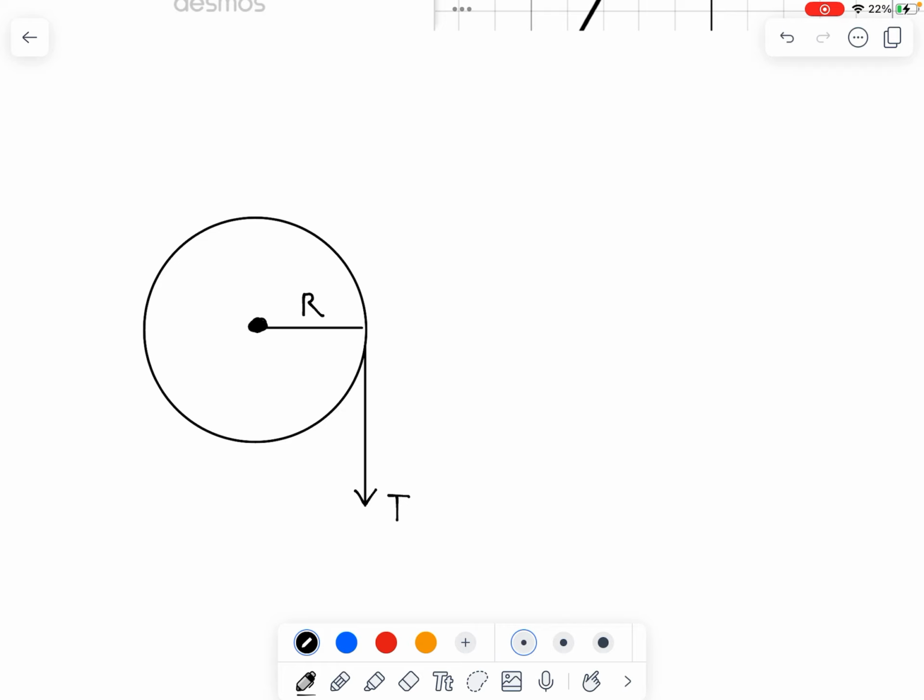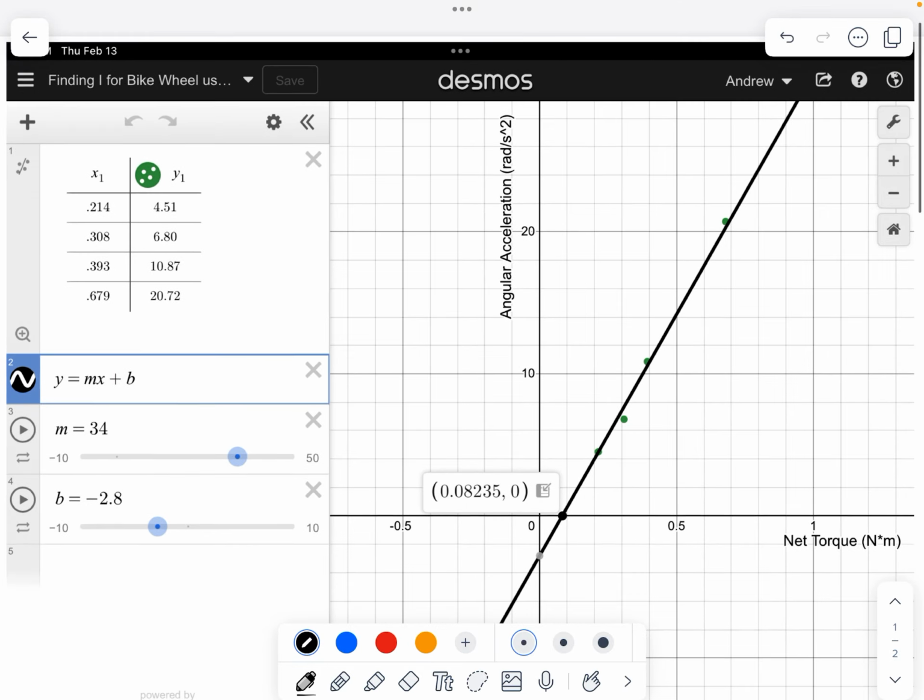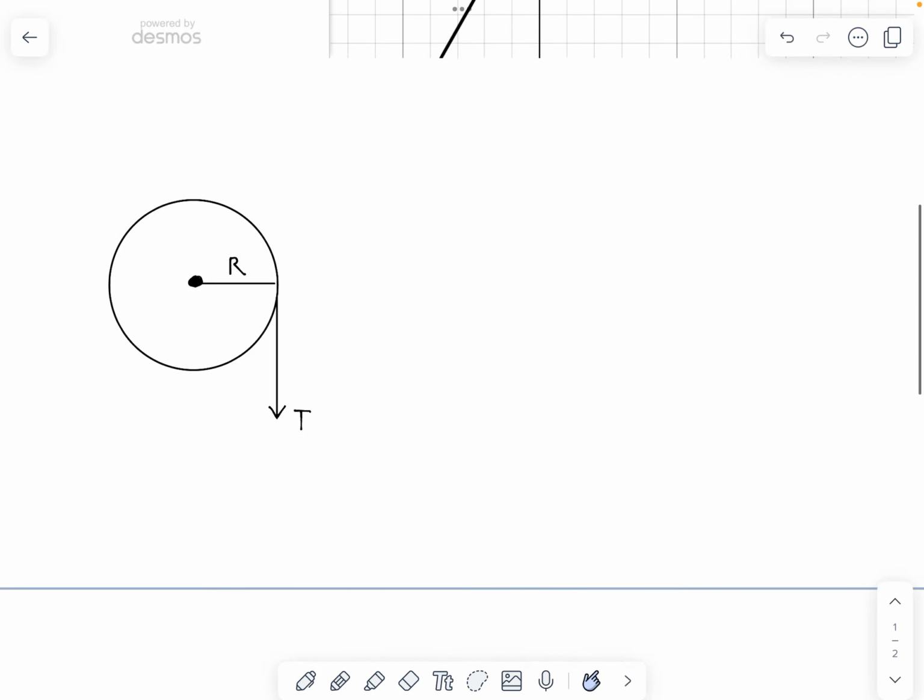I want to talk a little bit about this problem that I didn't explain very well in class. So just to review, we had the bike wheel propped up, and we had a string wrapped around it, and we were hanging different things from it. First, just the force sensor, and then we kept increasing the mass. We measured the time it took to go to the ground, and then we calculated the linear acceleration, and then we got the angular acceleration.